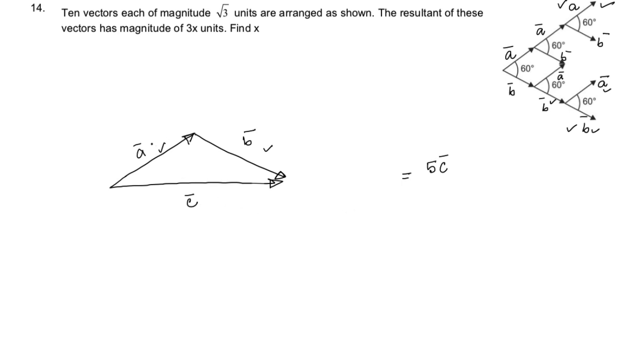Now what is mod C? Because this magnitude is root 3 units and this angle is 60 degrees, this angle is 30 degrees. So this mod C will be twice into root 3 into cos 30 degrees, which is root 3 by 2. So that is nothing but 3. So the answer is 5 into 3, 15 units is the magnitude. So if it is 3x, then the value of x must be 5.